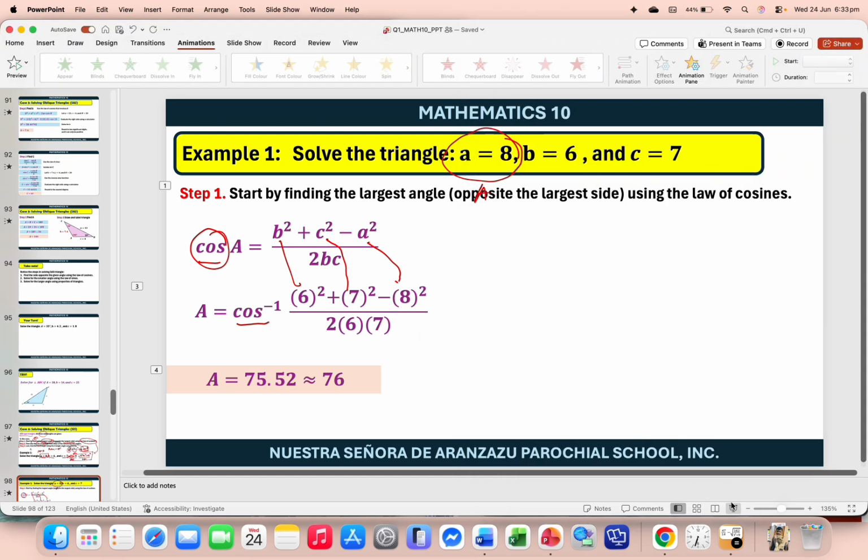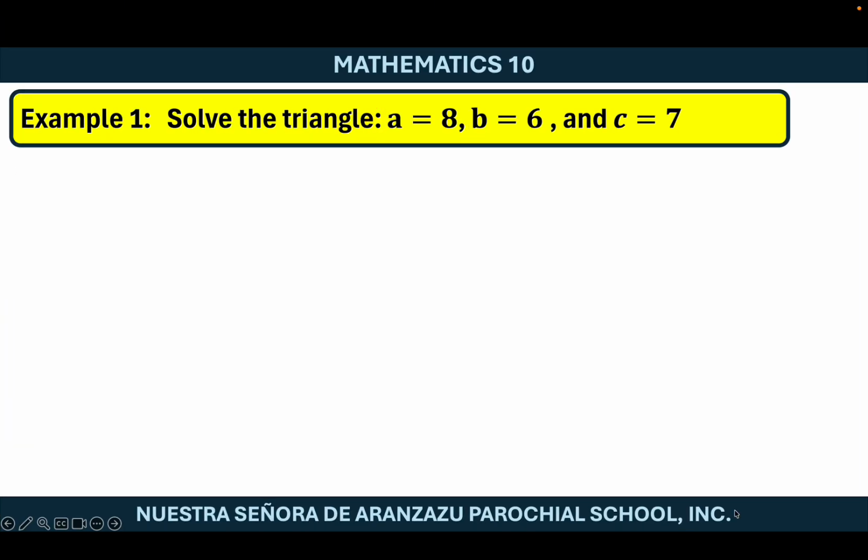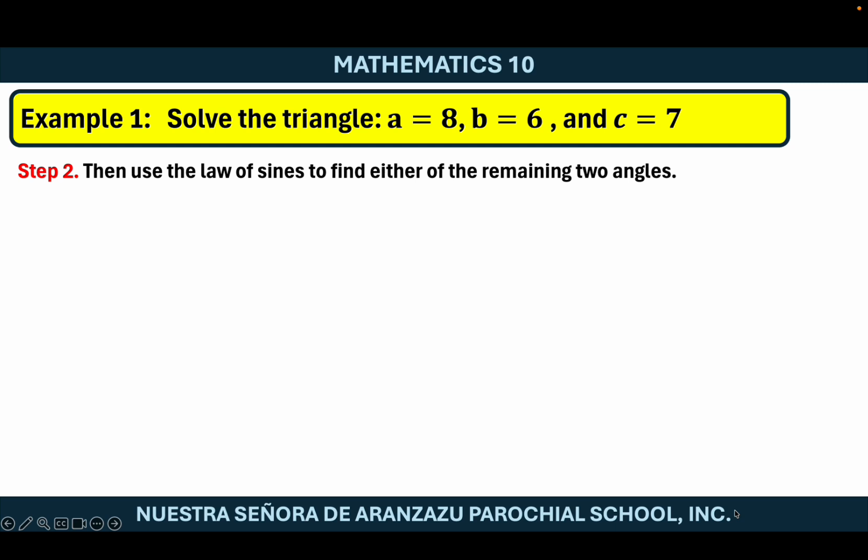Alright, so that is for the step 1. Meron na tayong angle A. Now, what is the step 2? We're going to use the law of sine to find either of the remaining two angles. So, let us find the angle B. Pwede naman angle B or kaya angle C.